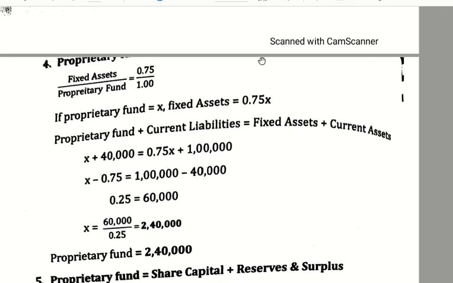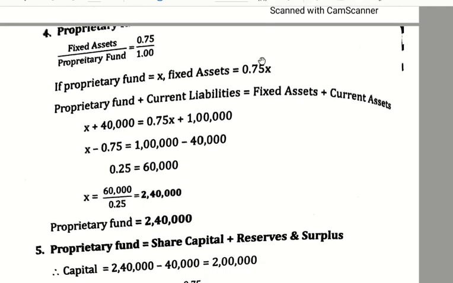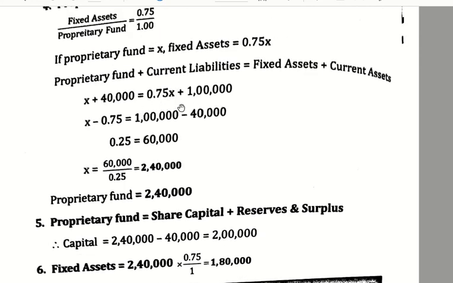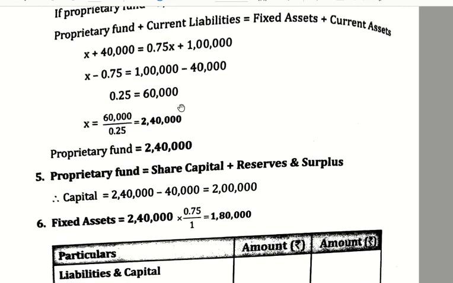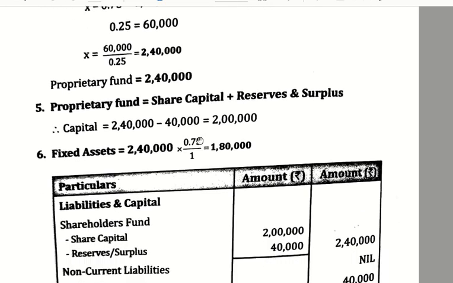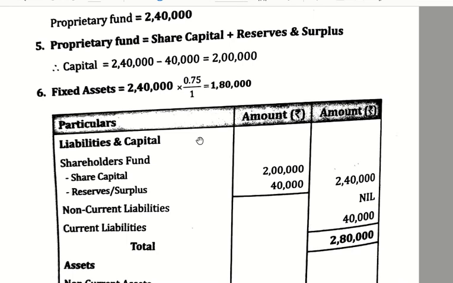So proprietary ratio is fixed assets divided by proprietary fund. They have given the ratio to be 0.75 by 1. So if you cross multiply, we consider proprietary fund to be x and fixed assets to be 0.75x. So proprietary fund plus current liability is equal to fixed assets plus current assets. So x plus 40,000 is equal to 0.75x plus 1 lakh. Therefore x is equal to 2 lakh 40,000. So therefore proprietary fund is 2 lakh 40,000.